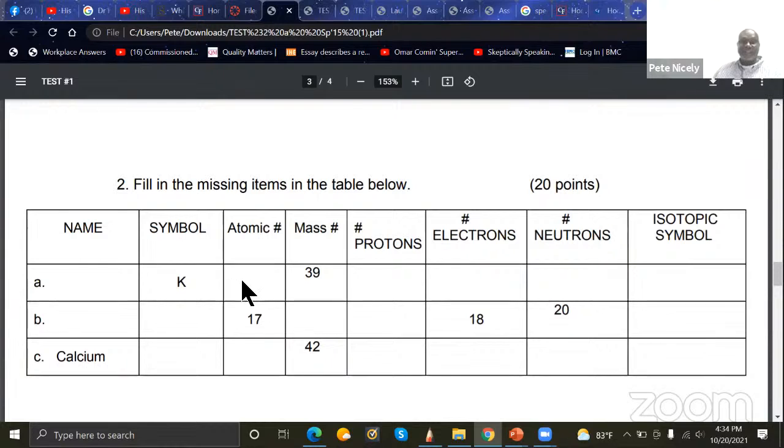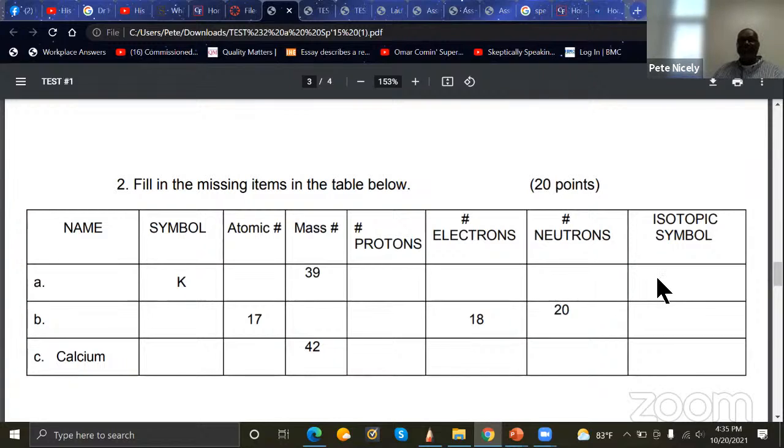What's the atomic number that would go here? 19, very good. What would be the number of protons that would go here? 19 again. And what would be the number of electrons? 19. And what would be the number of neutrons? Okay, 20. See, somebody finally got it. 20, right? And then the symbol.